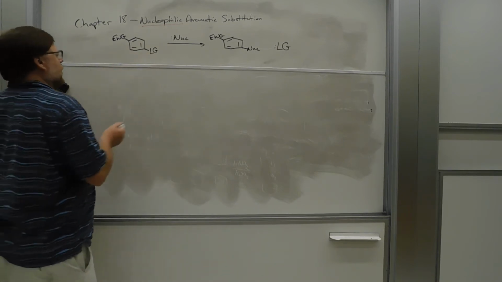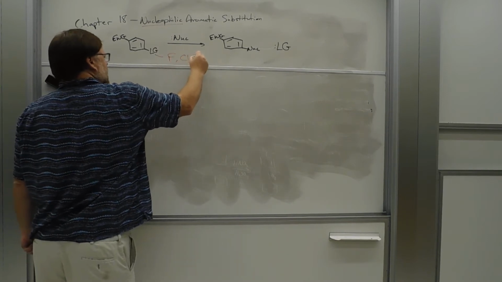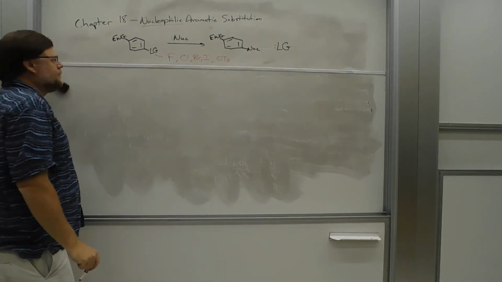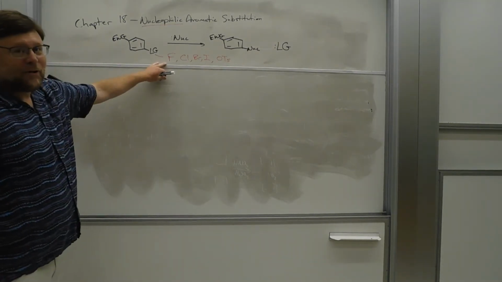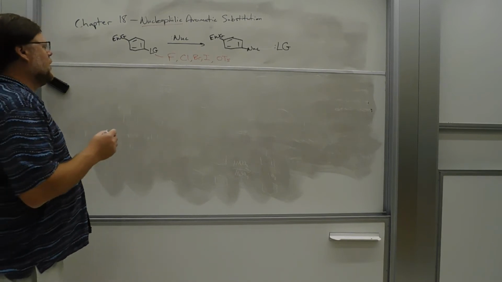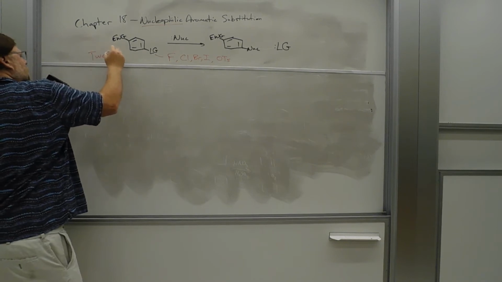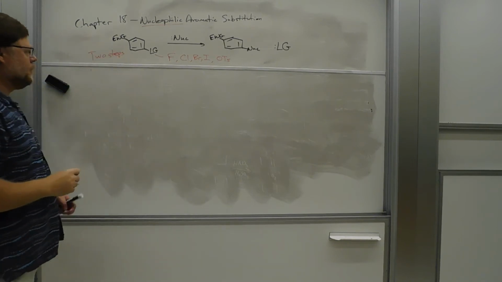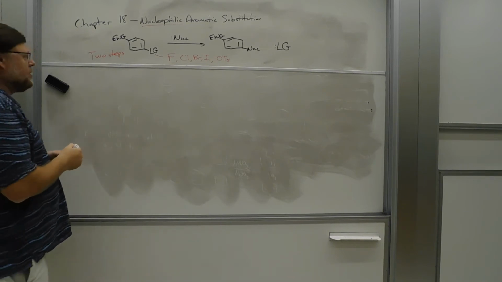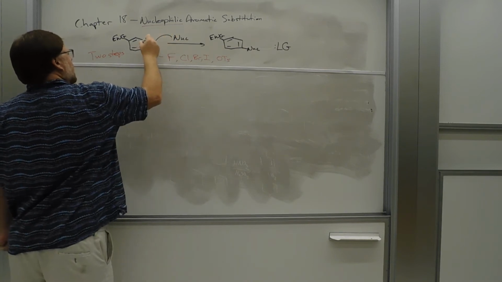The leaving group can be any halogen. It can even be fluorine in this case. It could be a tosylate, it could be whatever. Fluorine can be a leaving group in this one because the slow step is actually the addition of the nucleophile. This is two steps, and I'm going to go through the mechanism, and then I will show an actual example. So the nucleophile is going to add into the ring.